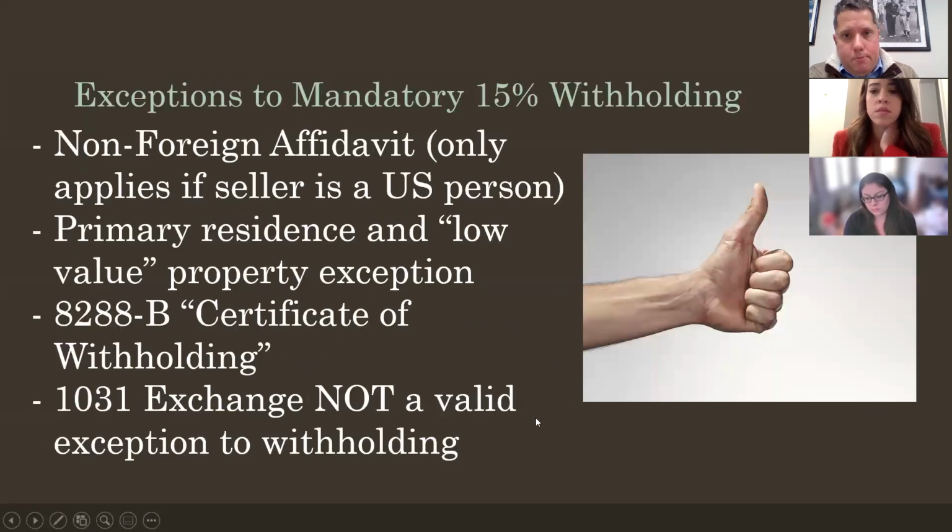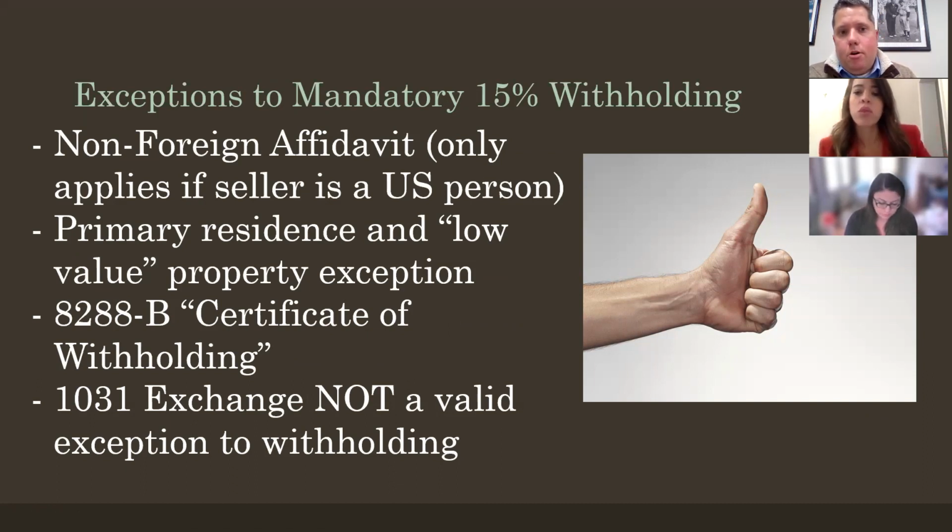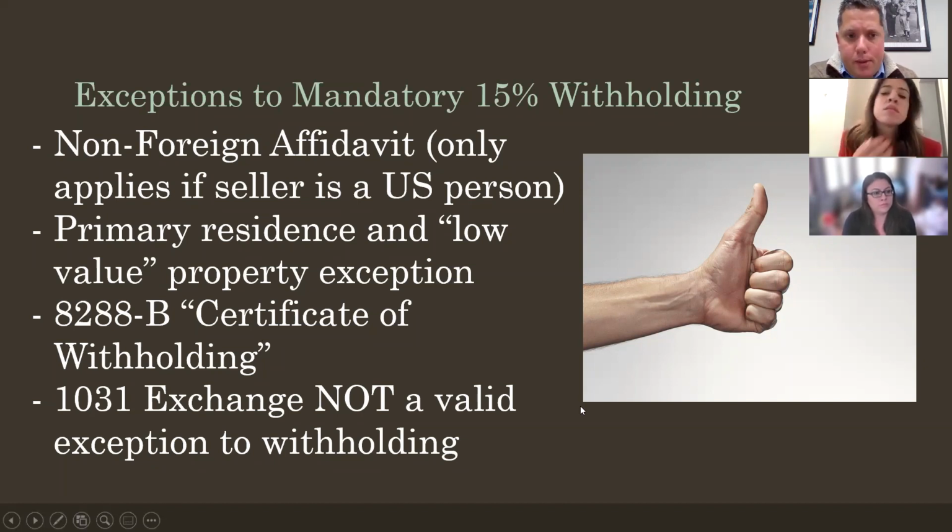There are some exceptions to mandatory 50% withholding, right? The most common one you might have heard of is the non-foreign affidavit. It only applies if the seller is a US person, so a US citizen, green card holder, US corporation, US LLC with more than 2 members, or someone substantially present in the US that calendar year of the sale. They could sign off on a non-foreign affidavit, and then it wouldn't be an issue. That's the most common exception, right?